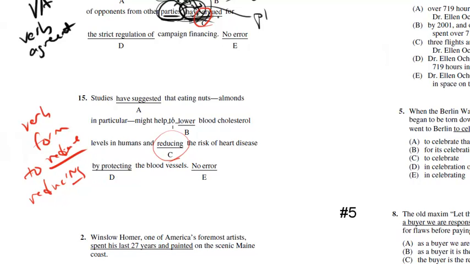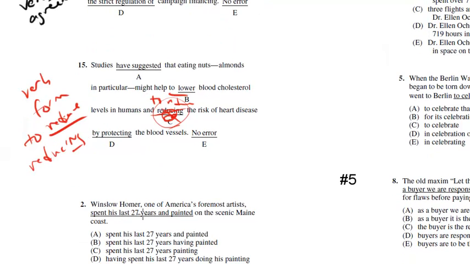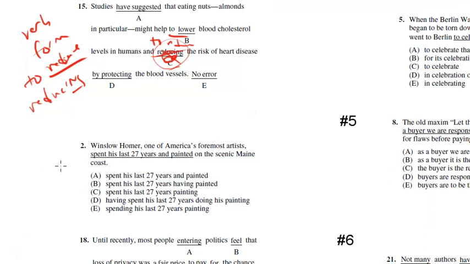Here, we should have something like, might help to lower blood cholesterol levels in humans and to reduce, right? To lower, to reduce, not reducing. So the answer here is C. And this is verb form. You will often see these not only in the error IDs, but in the improving sentences is where you'll see them the most, really. Let's move on to the next.